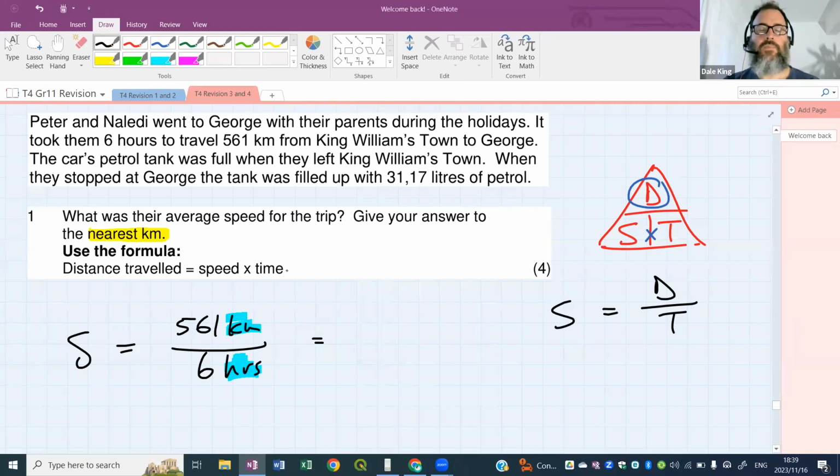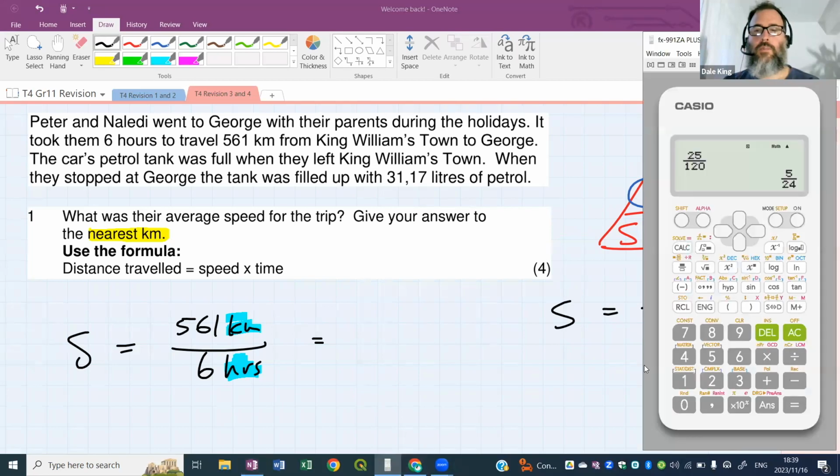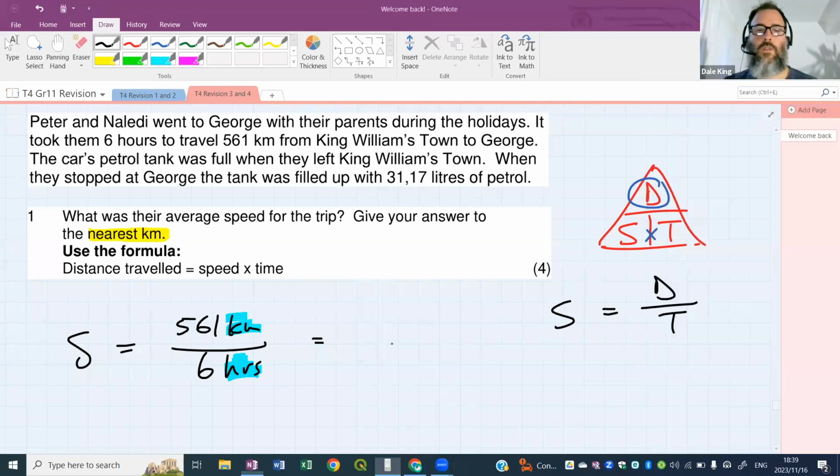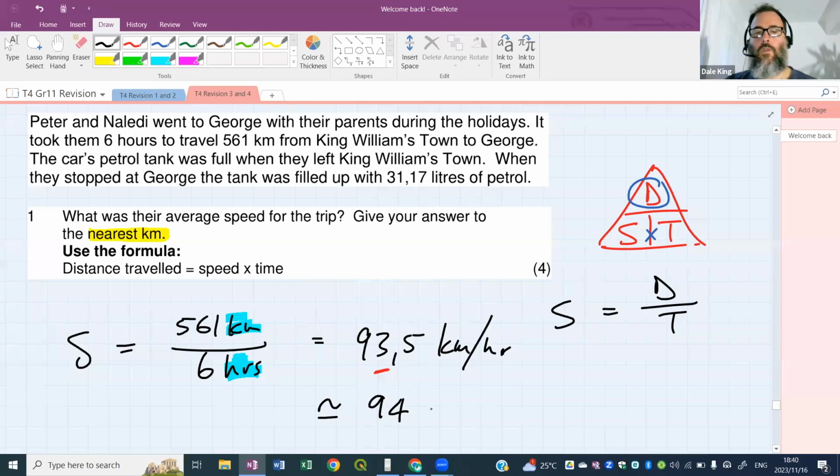All right. So let's go to the calculator. 561 kilometers, and this was done in 6 hours. So the average speed was 93.5 kilometers per hour. Is that what they want? Let's check. What was the average speed for the trip? Give your answer to the nearest kilometer. All right, so we're going to whole kilometers here. So we have to look at this 3, and this must be rounded off to 94 kilometers per hour. Okay. All right. You all getting that?